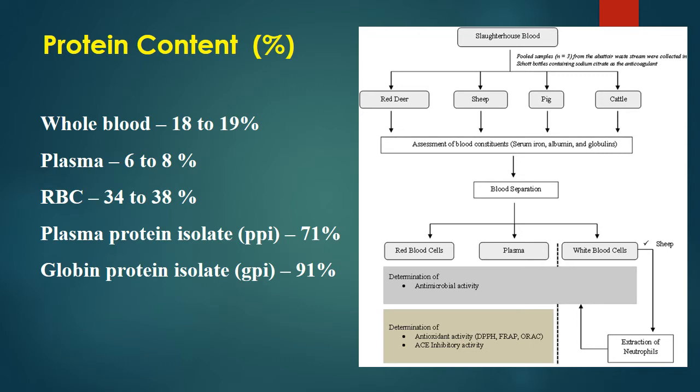From the plasma, by a separate process, we can make plasma protein isolate, which I will discuss in a separate lecture only for food use of blood. There we can have about 71% protein, and we can make a separate protein from the RBC part, called globin protein isolate, that will have protein up to 91%. On the right side we can see that normally the blood can be separated into RBC and plasma. Then RBC and plasma can be separately stored or processed and used either for non-edible purpose or for edible purpose, which we will discuss later.